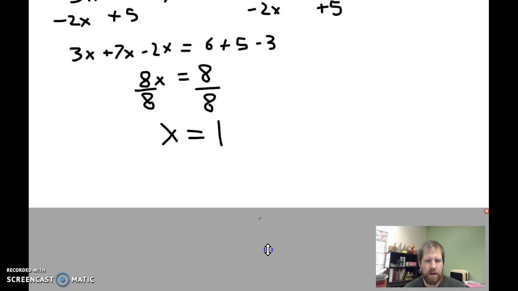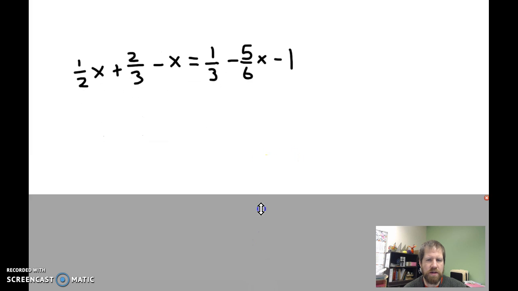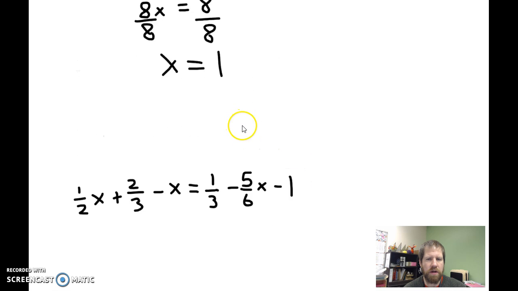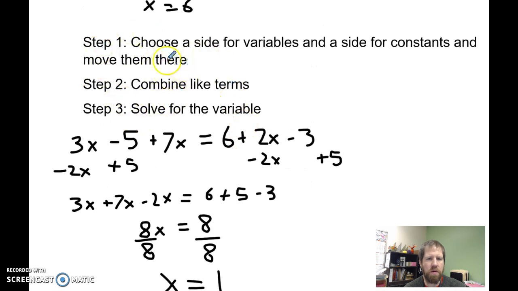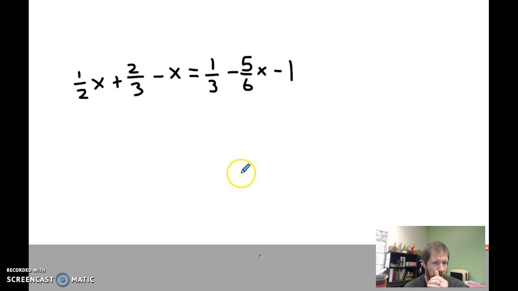Last one. We've got some fractions again. So whenever you have fractions, remember you're going to do the same steps you would normally do, but you're also going to have a little step 0, which is getting rid of those fractions. So I've got denominators of 2, 3, 1, 3, 6, and 1. My least common denominator, 2 and 3 both go into 6. So 6 is my least common denominator. So I'm going to multiply everything by 6.